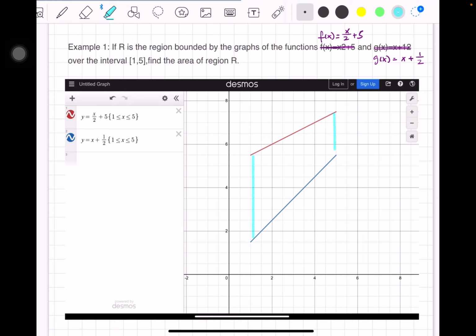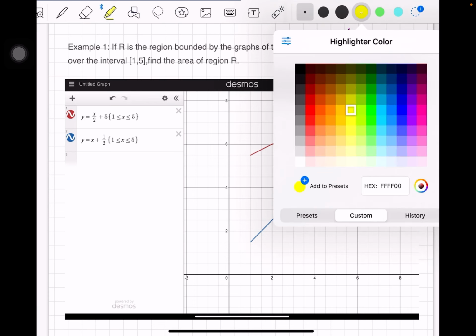Then what is the region R? The region R is the region between those two lines, which is the shaded region on the screen. Here we want to find the area between them. We know that to find area we use integration. But with integration, we can only find the area between a curve and the x-axis.